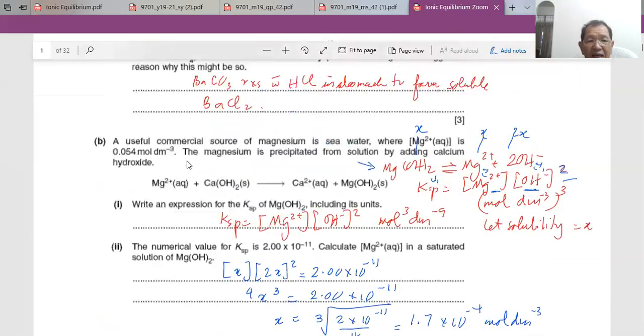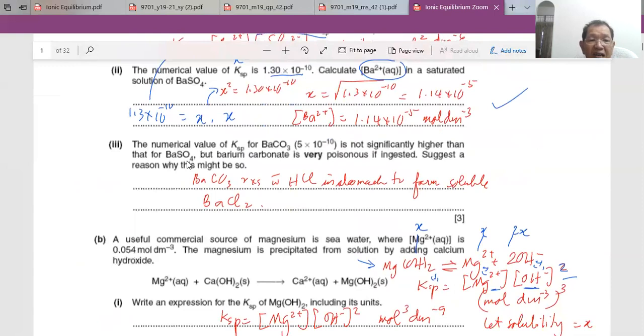All right, so some common sense questions. The numerical value of Ksp for barium carbonate. See, the smaller the value of Ksp, the less soluble. So barium carbonate is also very insoluble. So why not use barium carbonate? It's not significantly higher than barium sulfate, but barium carbonate is very poisonous if ingested. Why? Because in the stomach, HCl will give you barium chloride, which is very soluble, isn't it? All chlorides are soluble, except lead. So you will die, they will die faster.